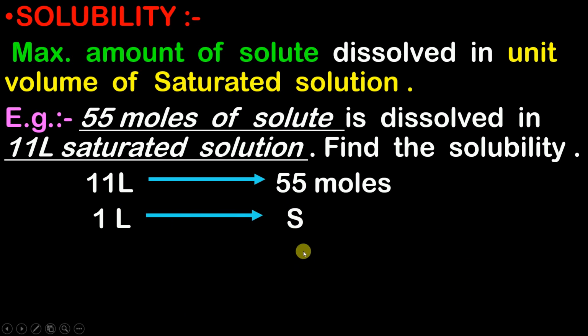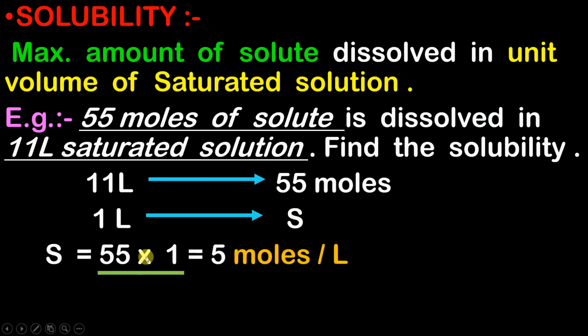Now how to find the value of S? By simply cross multiplication. By doing cross multiplication I find the value of S, and it comes out to be 5. So here the solubility will be 5 and the units will be moles per liter. Why moles per liter? Because 55 is nothing but moles and 11 is nothing but liters. Therefore, moles per liter. So guys, I hope that solubility is clear for you all.